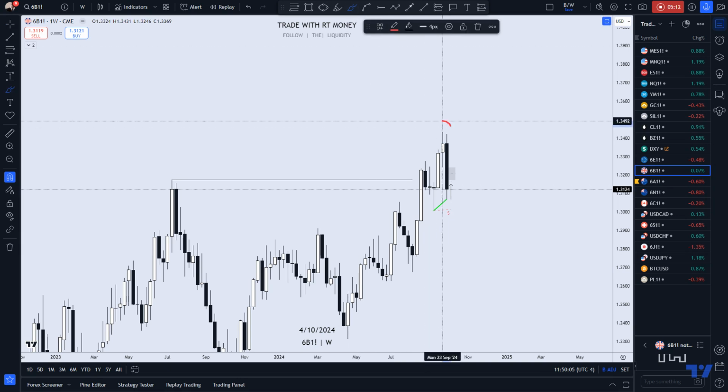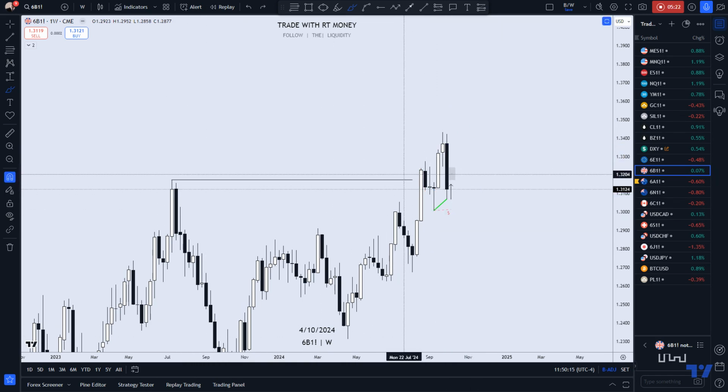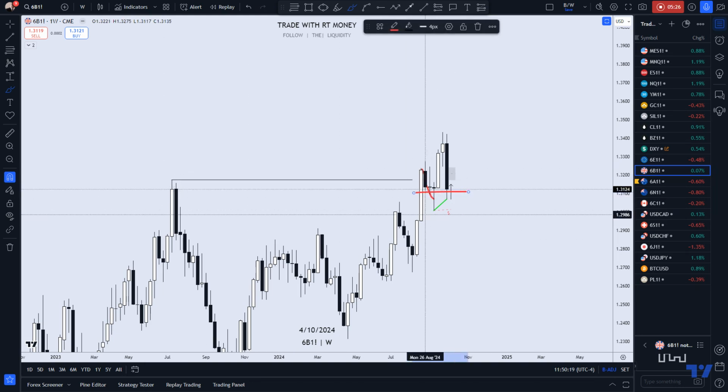All right. You can see that this pullback is probably starting. We had a beautiful pullback after price took out this high. We did have a pullback into this bullish fair value gap here, and it used it to go higher. Now we're coming back. All right. We're coming back to the area where price broke out from.